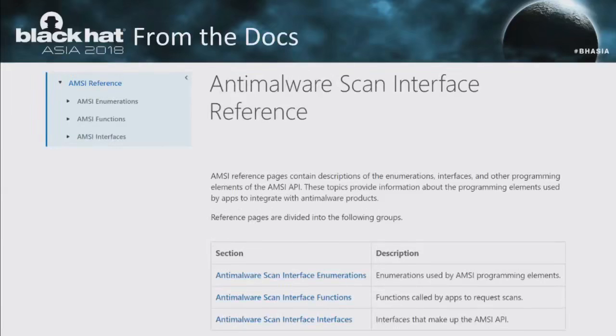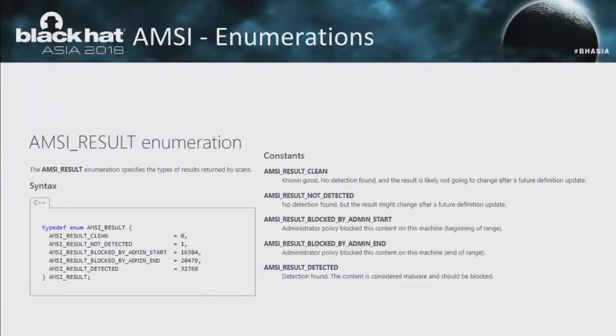Out of the enumerations, we only worry about a single enumeration, which is the AMSI result. This is just a list of different values that a scanner can return for a specific content scan. The different values that we're going to be discussing are the result clean, which means I've scanned it and it's clean, it's not malware. Result not detected, which is the neutral value. It's I've scanned it, I don't know that it's malware, I don't know that it's not malware, so I haven't detected anything.